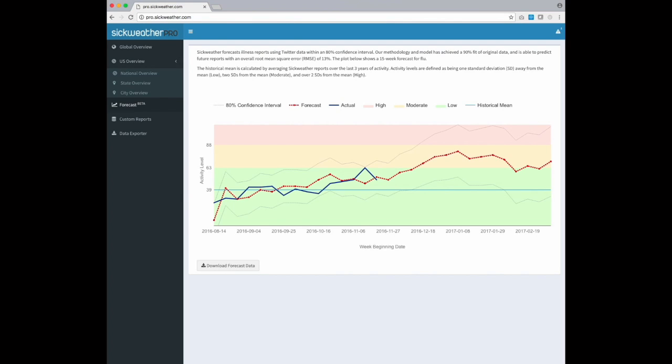A national flu forecast uses Sickweather's historical data to predict up to 15 weeks ahead. The forecast shows both actual and predicted activity with an 80% confidence interval provided. Note that the chart also shows 15 weeks of historical, actual, and predicted values.